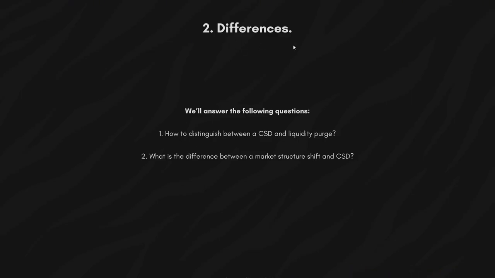Next up, we will be differentiating between different ideas and different concepts, how they differ from each other, what the discrepancies between them are, what leads to those discrepancies or differences, and what's the significance of being aware of these differences. Okay, in the next few slides, we will answer the following questions: how to distinguish between a valid CSD, or a valid change in the state of delivery, and a liquidity purge, and what is the difference between a regular market structure shift and a CSD.